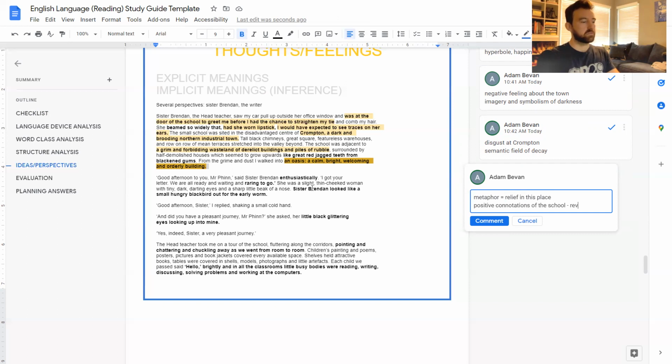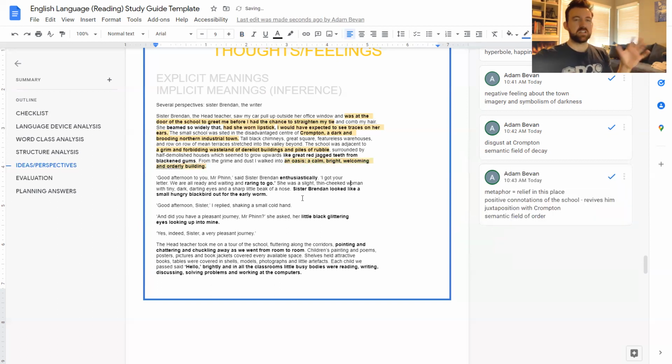It kind of almost seems like it revives him a little bit. And you've also got the fact that it juxtaposes Crompton. And then finally, you've got this long list as well of positive semantic field of order, because you've got calm, bright, welcoming, orderly. So all of them create a sense of order or stillness, calmness, that sort of thing.